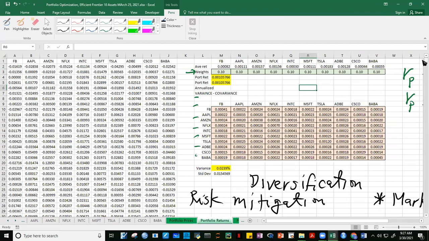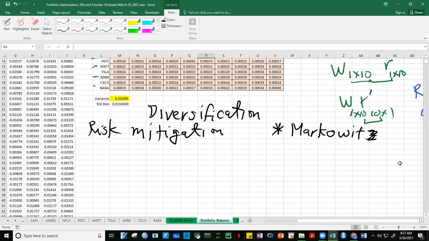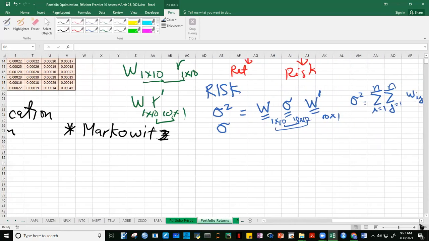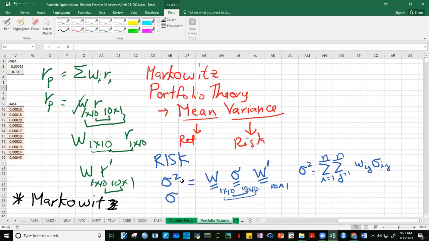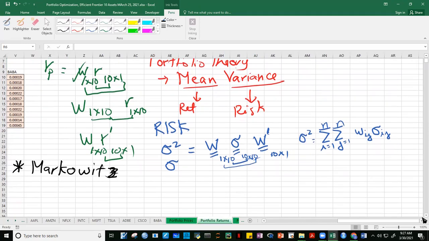Ang mahirap, well, kung hindi tayo marunong ng matrix algebra, ang mahirap yung risk. Okay? So yung risk, sabi natin, it's measured by your variance or your standard deviation. So this is the formula for variance. Matrix na yung gagawin natin.